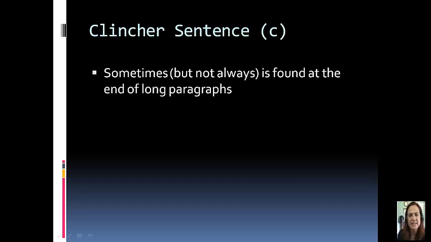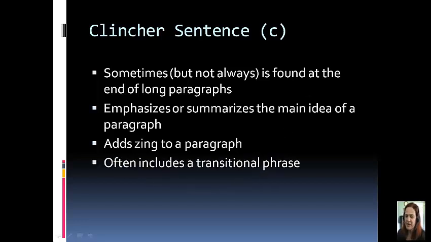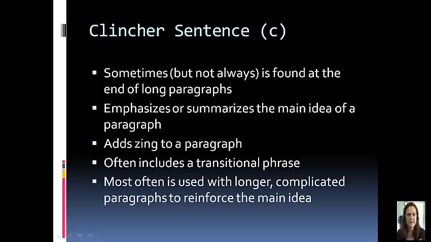Our clincher sentence is sometimes, but not always, found at the end of a long paragraph. It emphasizes or summarizes the main points of the paragraph. Sometimes it adds a little zing to the paragraph, and it often uses a transitional phrase. By transitional, we mean in conclusion, or finally, or next, something like that. And most often it's used with longer, complicated paragraphs to refocus the reader's attention back on that main point.